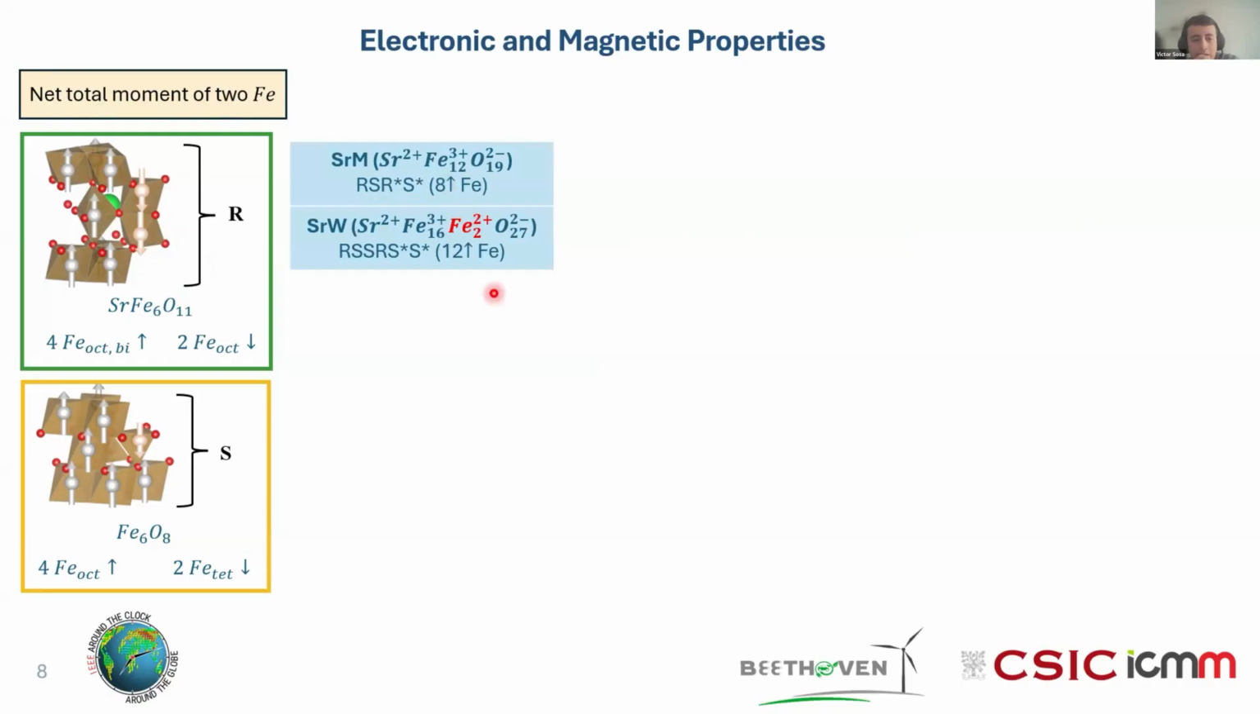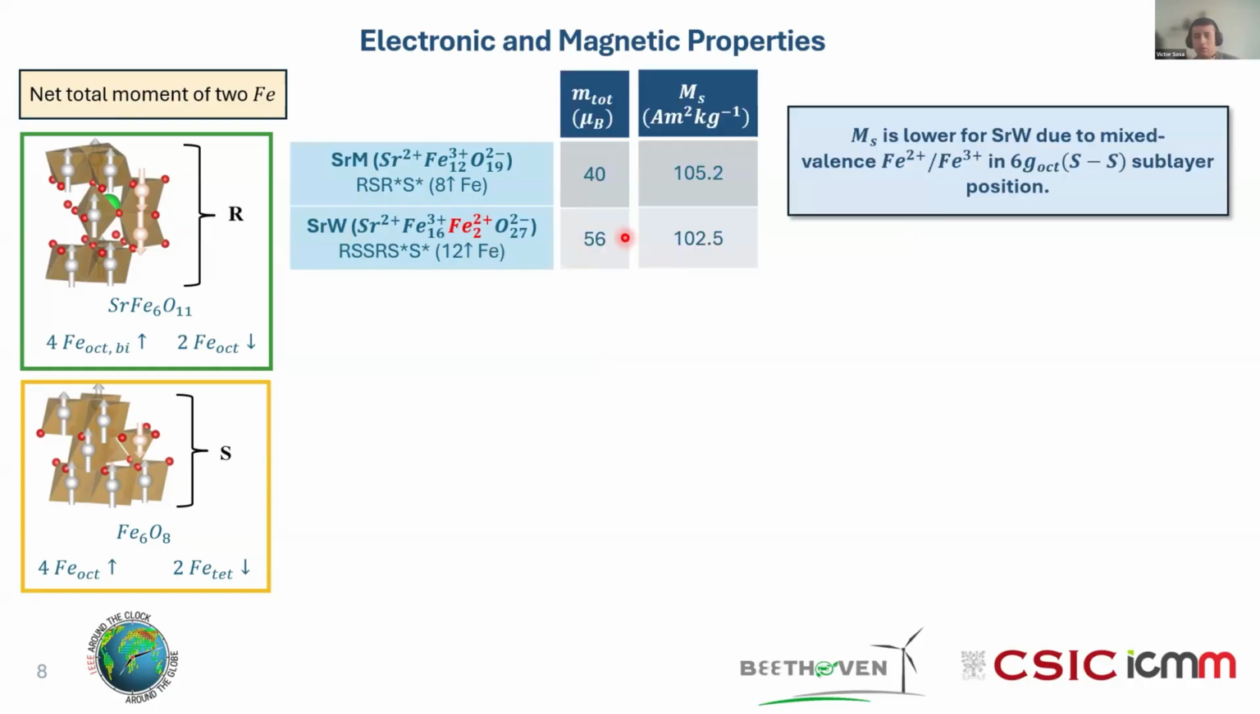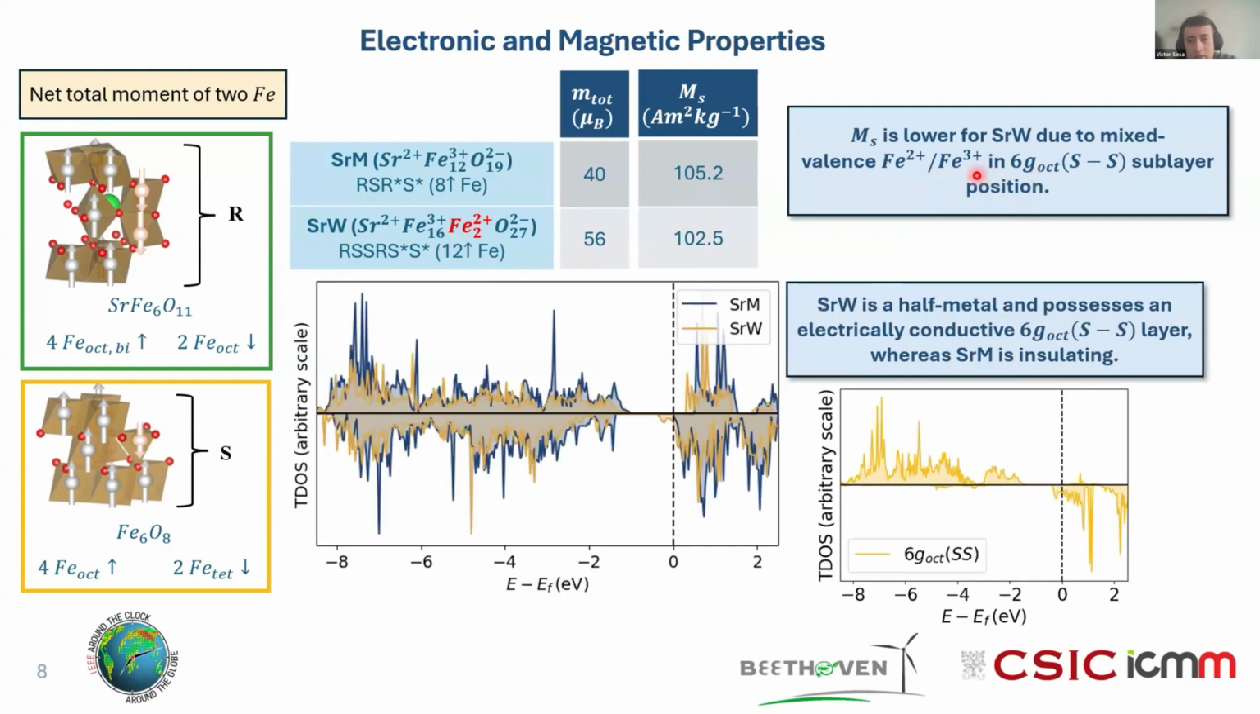The difference is that, again, for the W-type hexaferrite we have this iron 2+, and the iron 2+ has a smaller spin moment. So when we calculate the magnetization, it is going to be slightly lower for the W-type hexaferrite compared to the M-type. This iron 2+ is located in the position that I mentioned earlier, this 6g octahedral position. Another consequence is that the W-type hexaferrite is going to be a half metal due to this iron 2+ located in this position, while the M-type hexaferrite is going to be an insulating material.